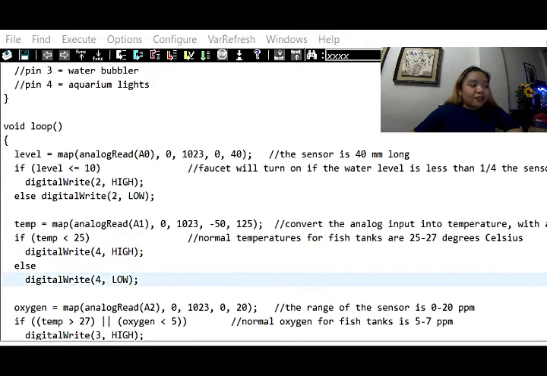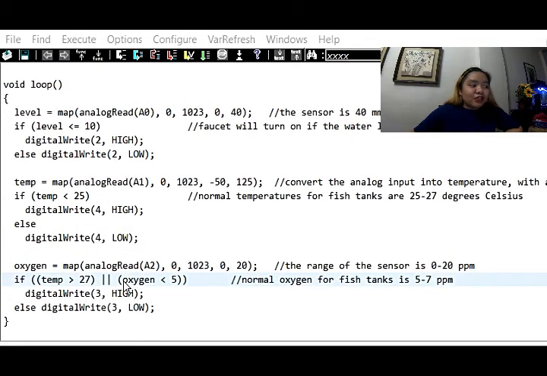Here, pin 4 will turn off if the temperature is above 25 degrees Celsius. If the temperature is greater than 27 degrees Celsius, meaning that it is too hot, the water bubbler will turn on, which helps in lowering the temperature a bit until it reaches the normal temperature of 25 to 27 degrees Celsius.